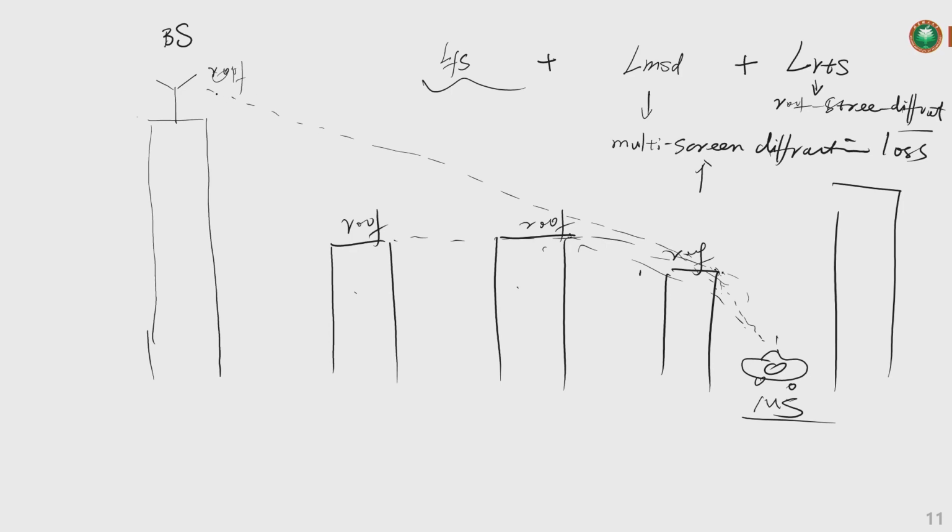The first term is the free space, all right, to here. The second term is the multi-screen diffraction from this roof. The third term is the roof to street diffraction. So all these three terms together give the total power loss, or the total propagation loss, of such a link when a mobile user is moving inside of an urban area.